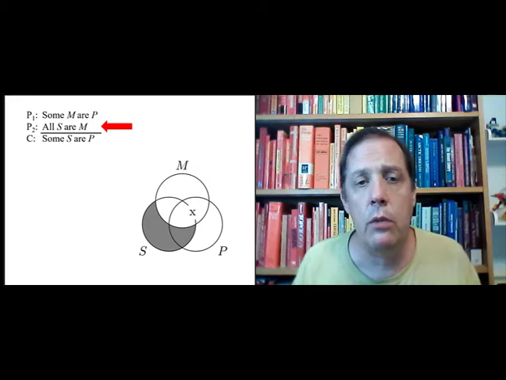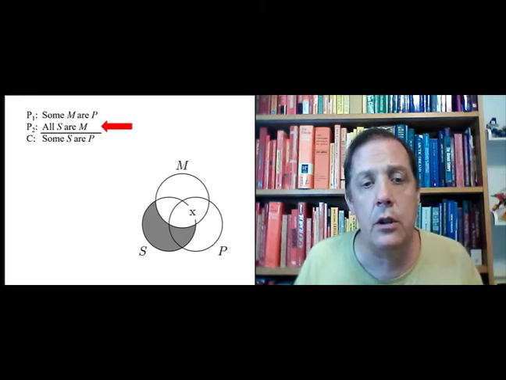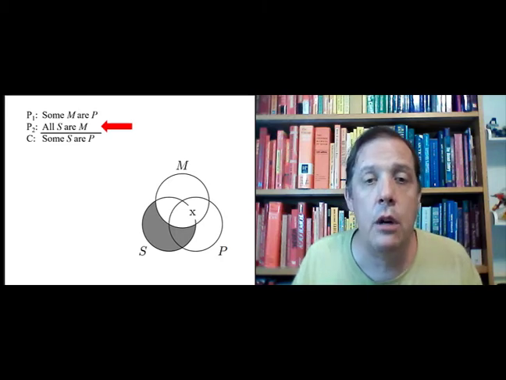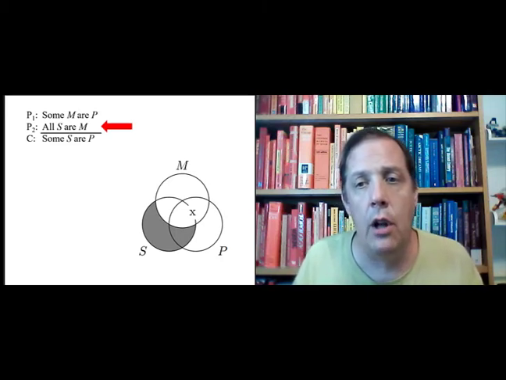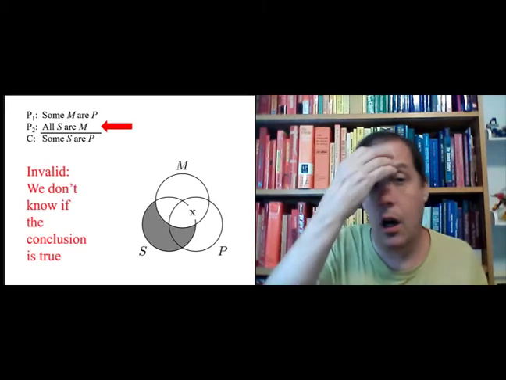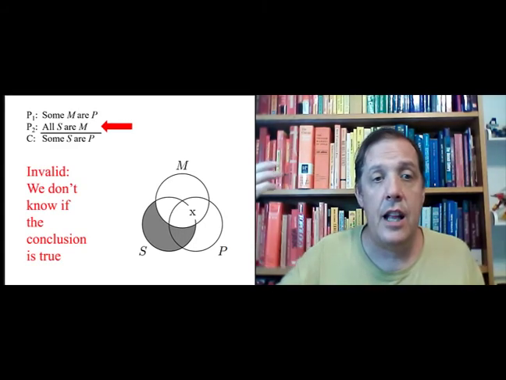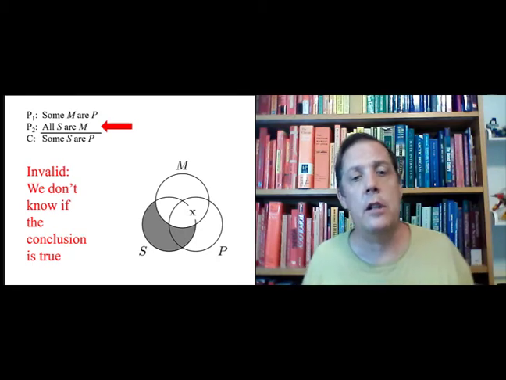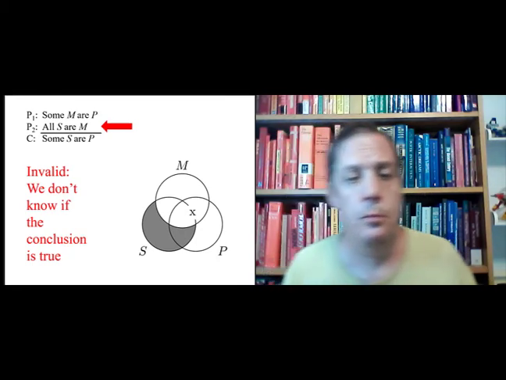And now we want to evaluate the conclusion. The conclusion says some S are P. Do we know that some S are P? No, we don't, because we don't know what side of the line that marks the border of S the X goes on. So this is an invalid argument. We don't know if the conclusion is true.